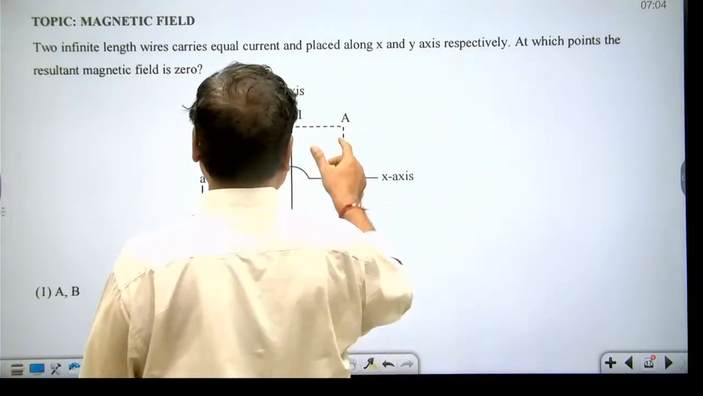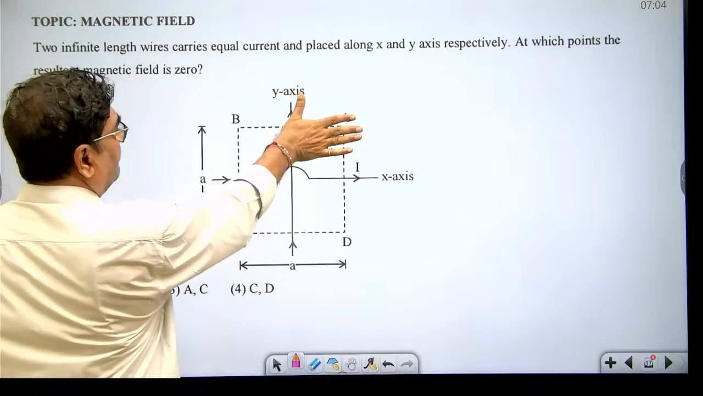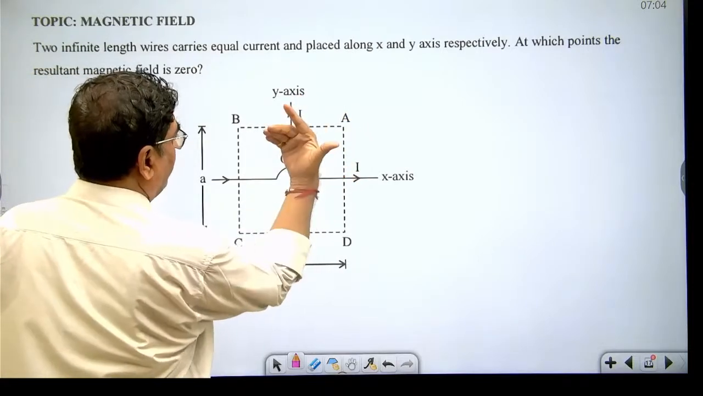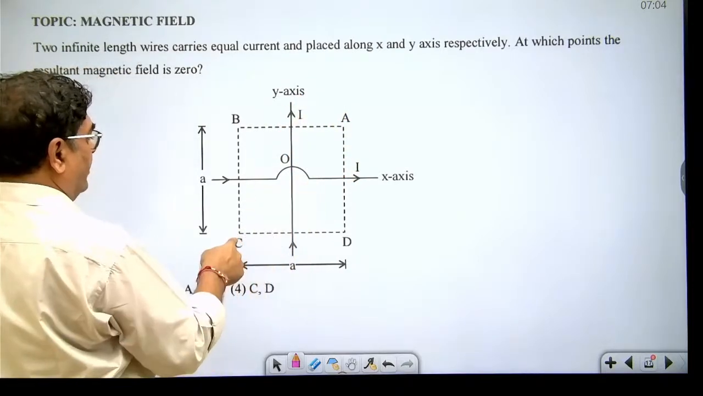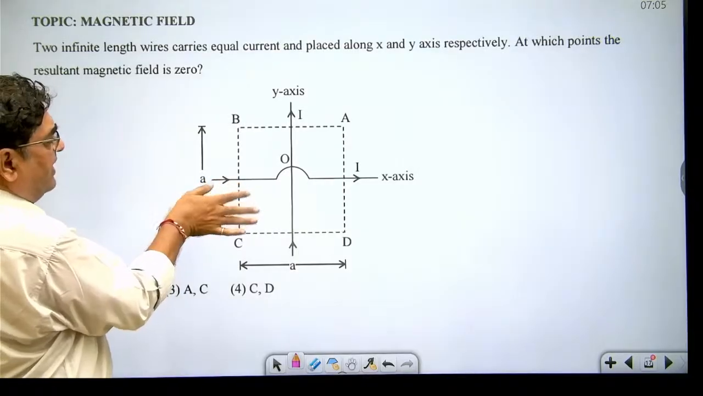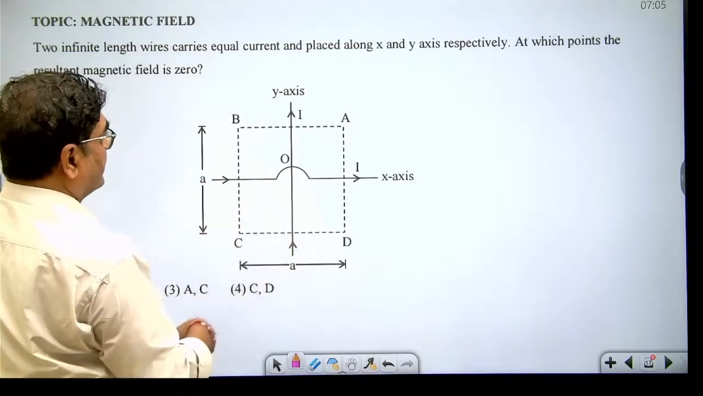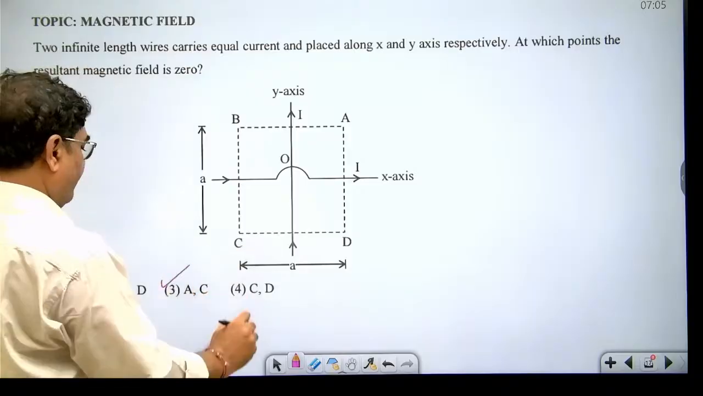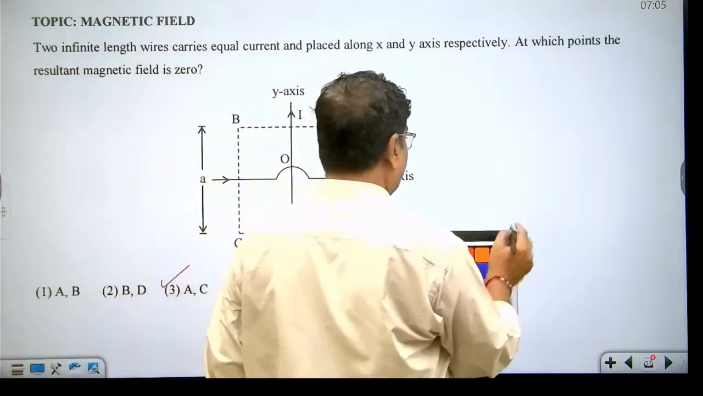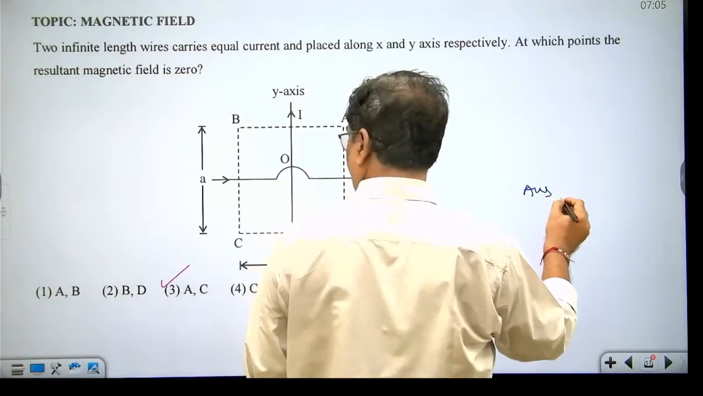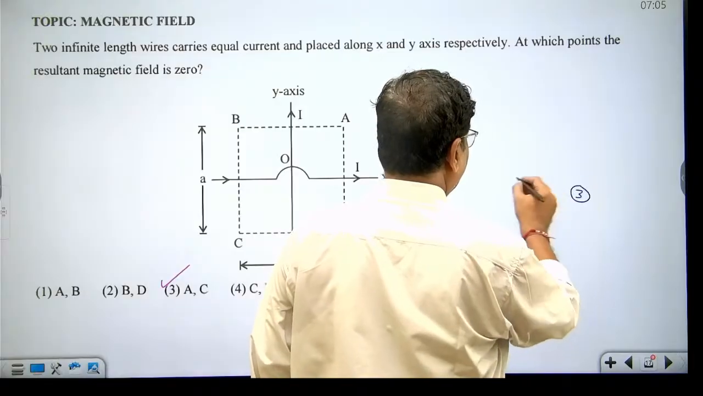Now see at point A, the magnetic field due to this wire will be in downward direction, and due to this wire the magnetic field will be upward. So at point A, the magnetic field will be zero. At point C, the magnetic field due to the wire along the x axis is in downward direction, along the y axis the magnetic field is in upward direction. So at points A and C, the magnetic field is zero. So dear student, out of 4 choices, the correct choice is option 3.